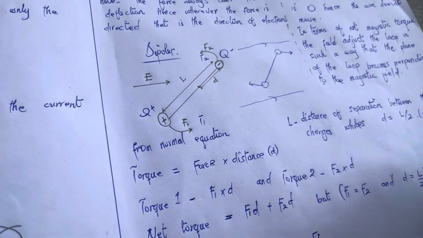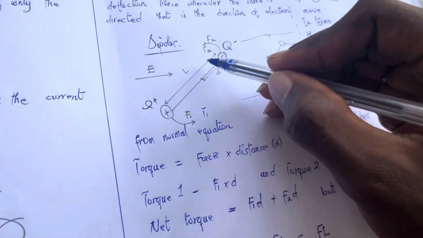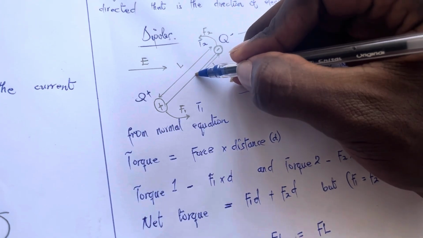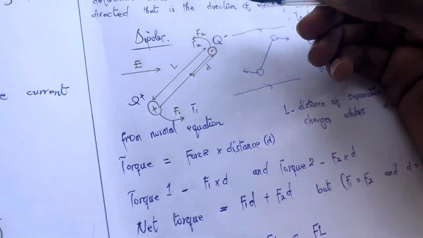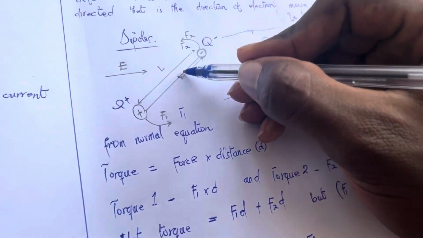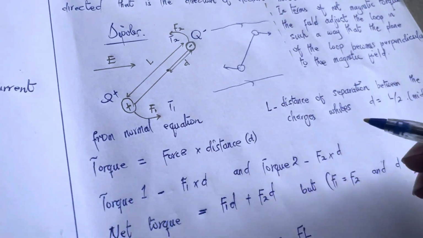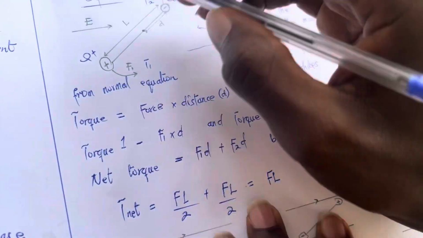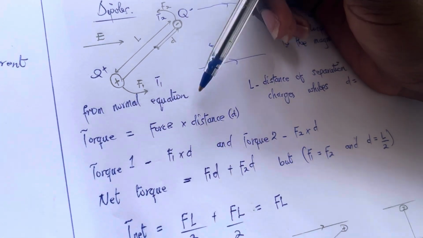When you are finding the torque, this is the distance of separation between the two charges. So this is the length of it, capital L. At the midpoint of the distance, let's represent it as small d. So torque is simply the force times half of the distance, F times d, and d is equal to L over 2, that is half of the full length. So torque is equal to force times distance.